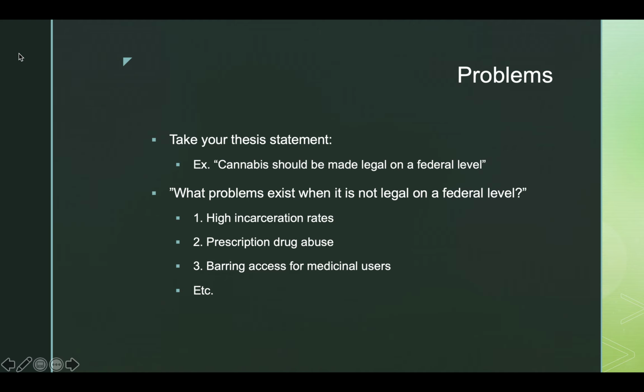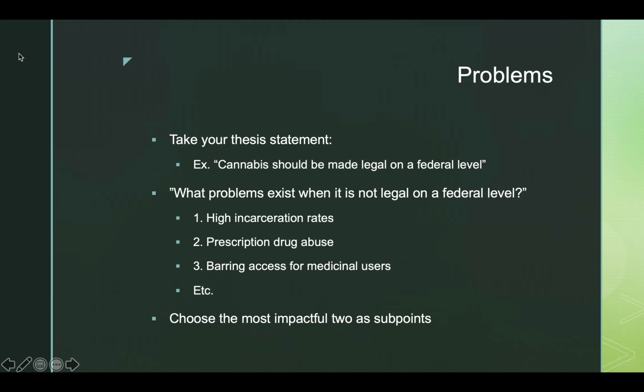What we're going to want to do is take the two most impactful of these problems that we're listing and use those as our two subpoints. So we have main point 1, problems. Subpoint A, maybe high incarceration rates. Subpoint B, prescription drug abuse. And that completes our problems section, our first main point of the speech.